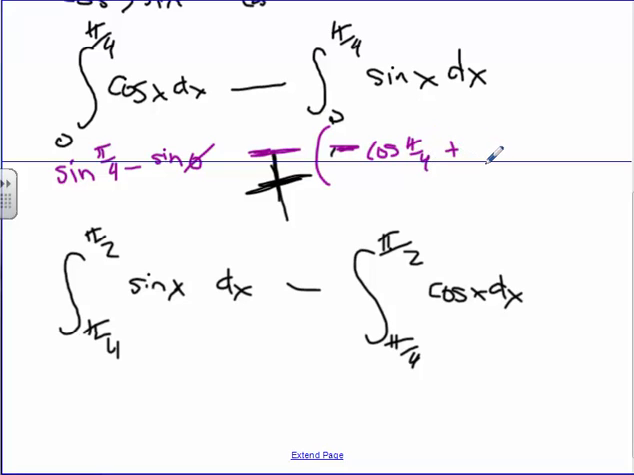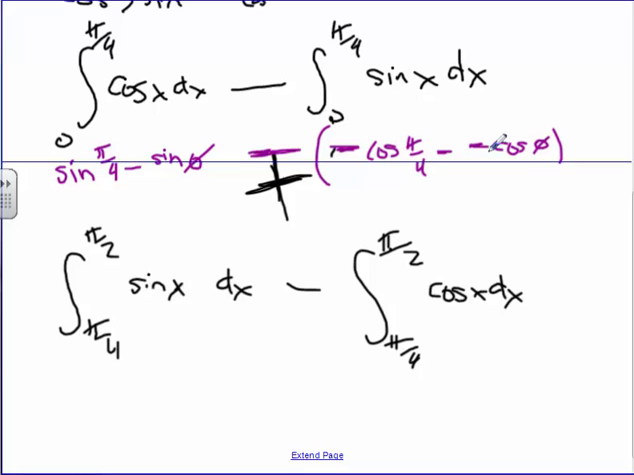And then we need to subtract. And then, again, sine still derives to negative cosine of 0. Hopefully you're able to follow that. So sine derives to a negative cosine. So that's why I have negative cosines right there, right?